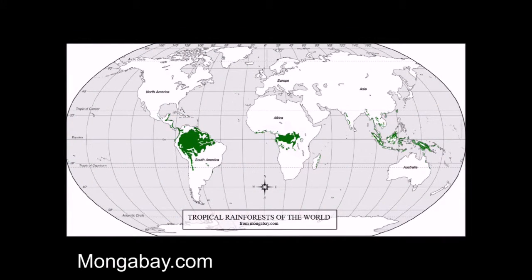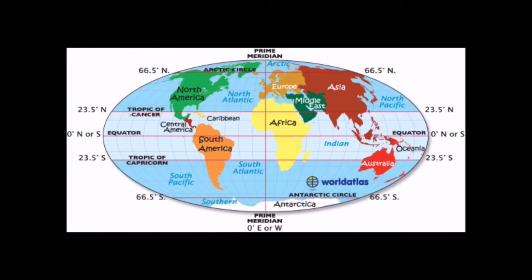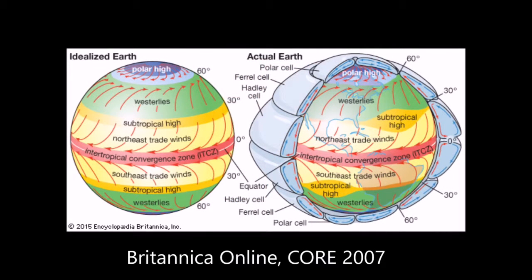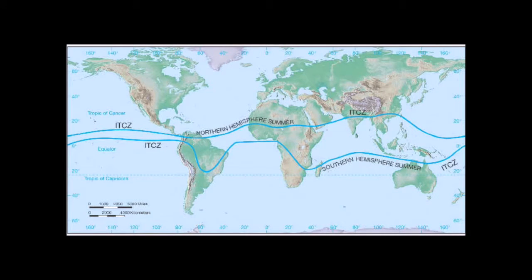Tropical rainforests are a type of habitat only found in the tropic zone. This is the region between the Tropic of Cancer and the Tropic of Capricorn. Within this region, the intertropical convergence zone is present. It is a belt of convergent trade winds and rising air that encircles the Earth near the equator, producing thunderstorms, heavy rainfalls, and cloudiness.